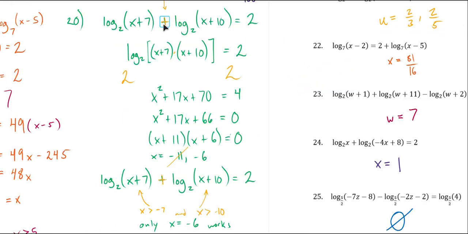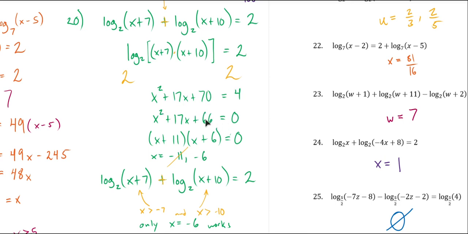Number 20 is similar in that it starts out with a sum of logs. To deal with the sum between the logarithms, we take a single logarithm of the product of their arguments. That gives me x plus 7 times x plus 10 inside of a single log base 2. Once we have a single log, we can cancel it by taking 2 to the power of each side. On this side, then, we have 2 to the 2, which is 4. On the inside, we FOIL to get x squared plus 17x plus 70.